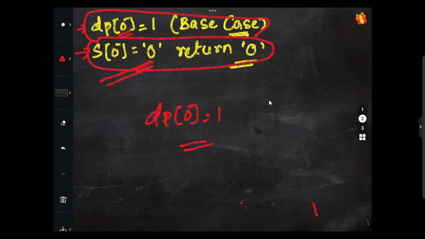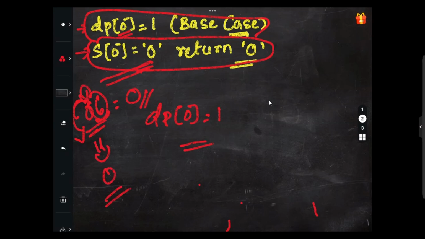If S of 0 is 0, then we have to return 0 immediately, as 0 is not a valid character. We saw this one in one of the examples, the third example I think. So we return 0 as output because it starts with 0. If a number has a leading 0, or we have 0 at the beginning, we have to return 0. So this is the first case, the base case, we are setting DP of 0 to 1, and this is the second case: if we have a leading 0, we directly return 0. I hope this is clear.